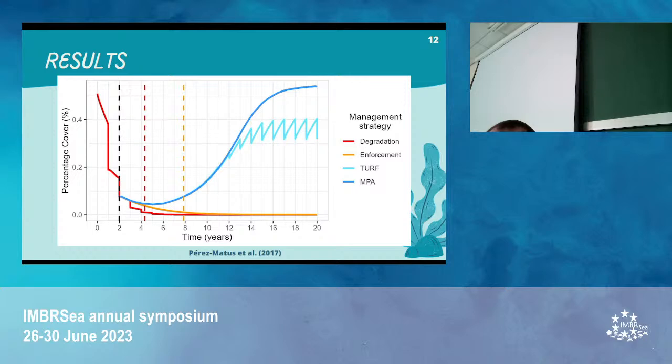and we simulated a decision making moment where four paths could be taken. Four scenarios could be taken. So the first one is a degradation scenario where nothing would be done.